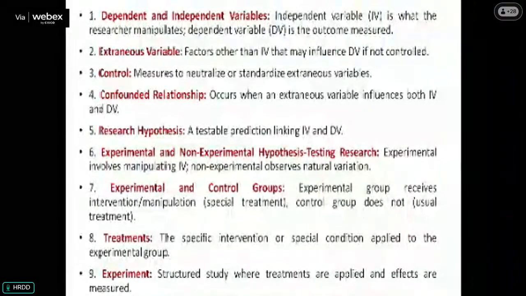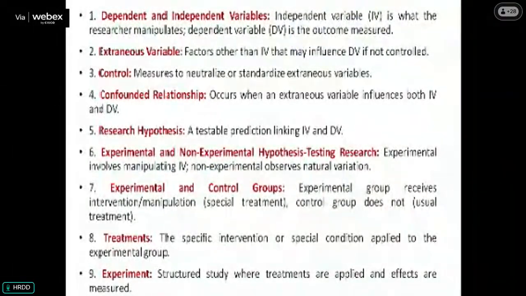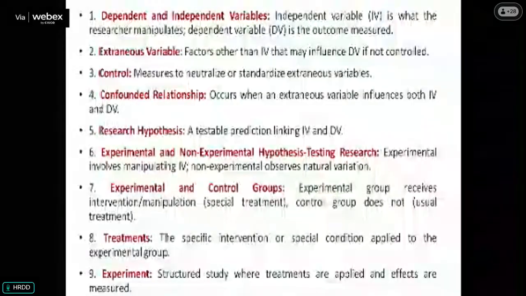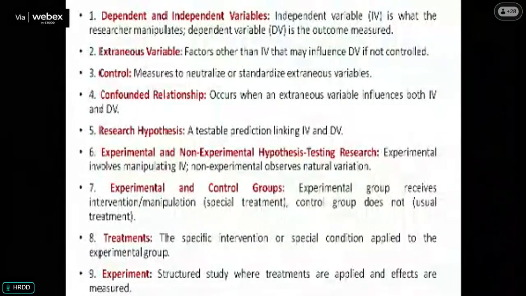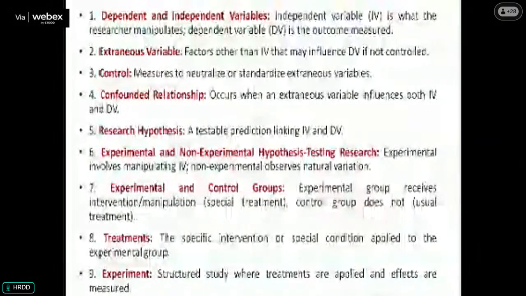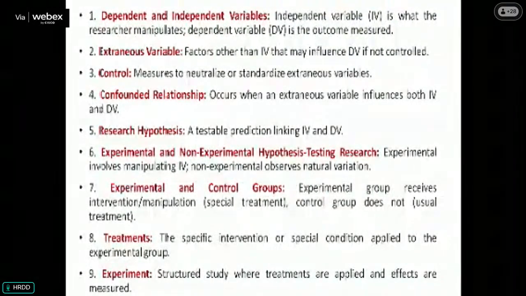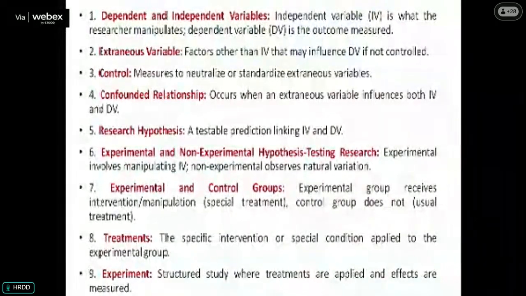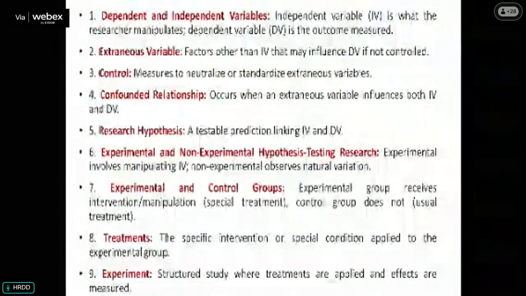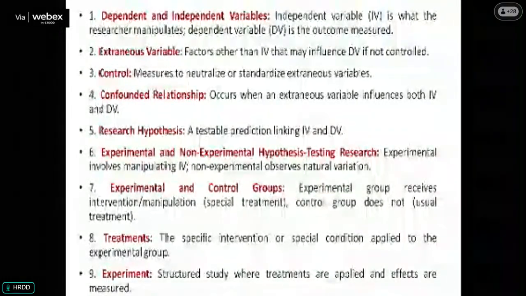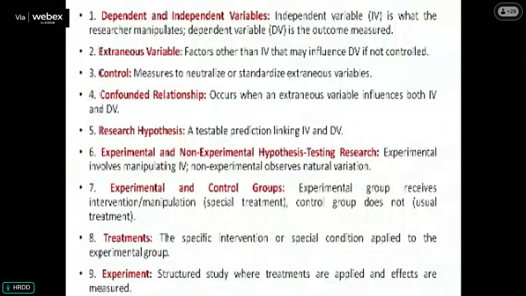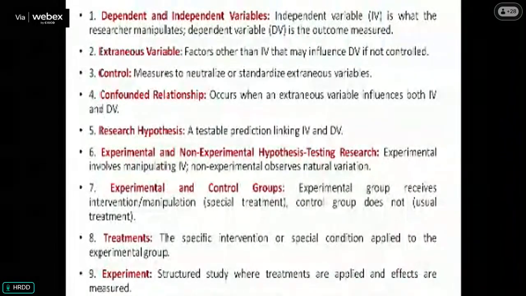And hypothesis: if you are testing a hypothesis, depending upon the research type, it can be experimental hypothesis testing research or non-experimental. Most of you will do experimental hypothesis testing research. There are two types of groups, experimental and control. In the experimental group you manipulate the independent variable and measure the dependent variable. In the control group you do not put any manipulation; under usual conditions, you measure the dependent variable.